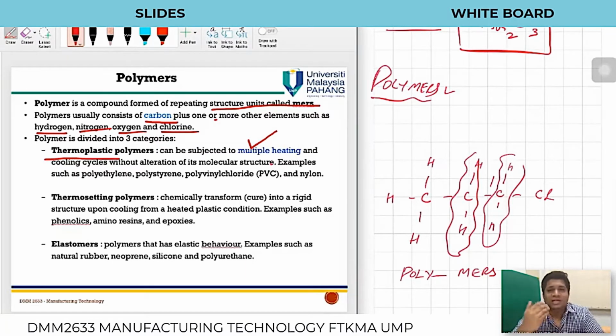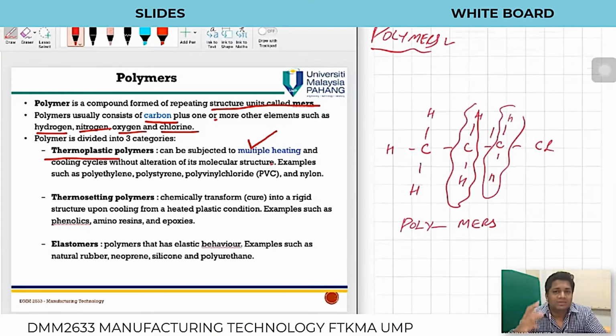And then we have elastomer. Elastomers are a type of polymer which can be elastic, so that is why they are called elastomer. Thermoplastic and thermosetting are plastics which are rigid and strong and cannot become elastic. So these are the three basic types of polymers.